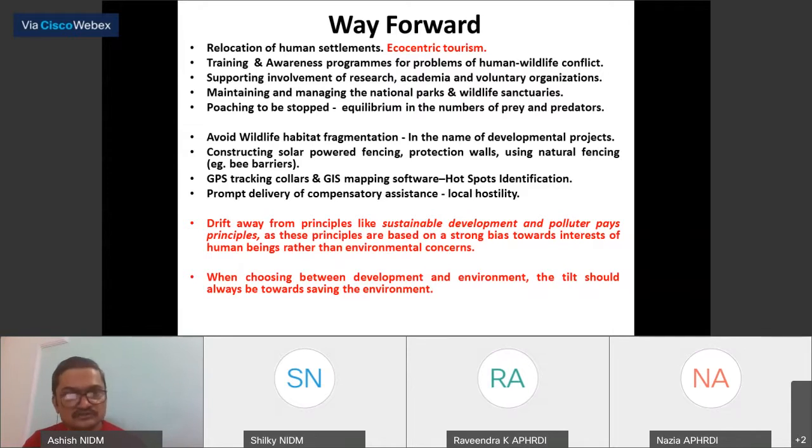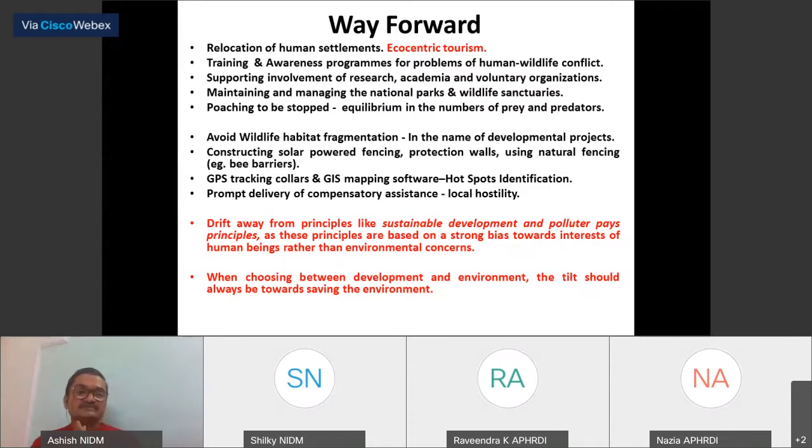Then GPS tracking collars, we can utilize GIS mapping software, so that hotspots of animals can be identified and human habitats can be put away from those areas, so that they can freely maneuver in those areas. And also during human wildlife conflict, if there is some death to mankind, then the compensation that is provided by the government, that should be provided timely, so that local hostility is not there. What happens if you don't provide money in time? Then the local community goes into the forest and tries to kill some other animals in hostility.